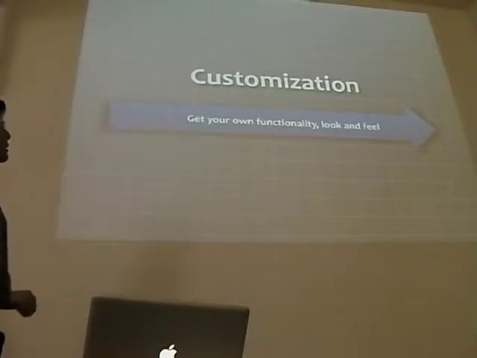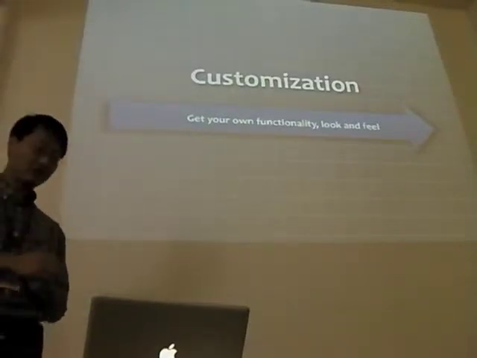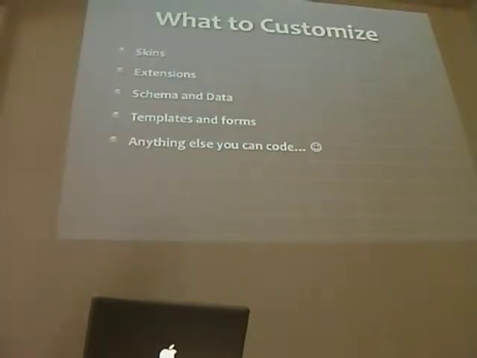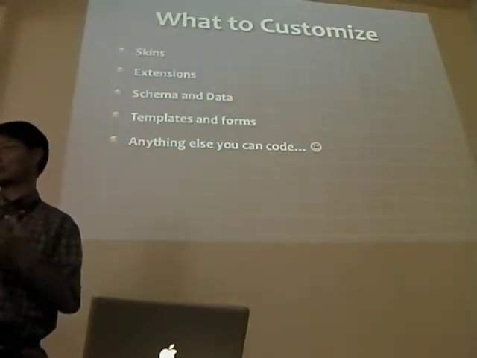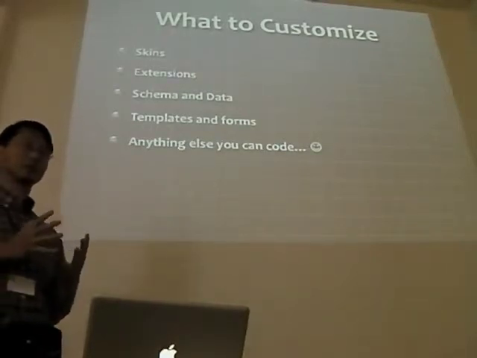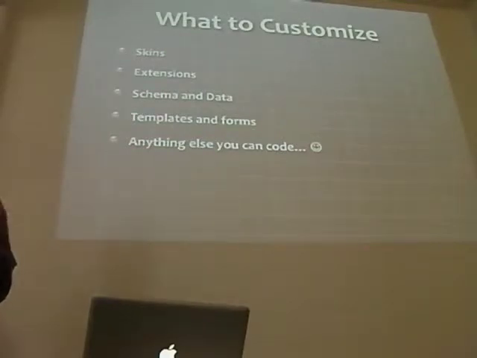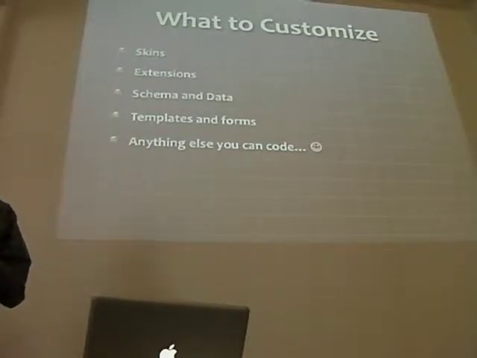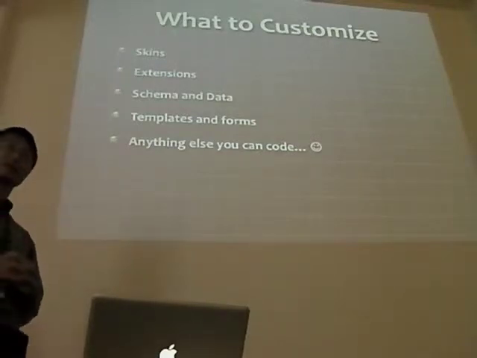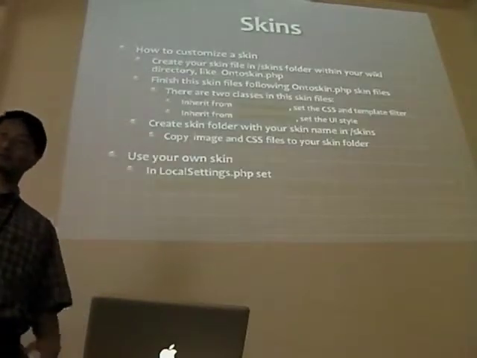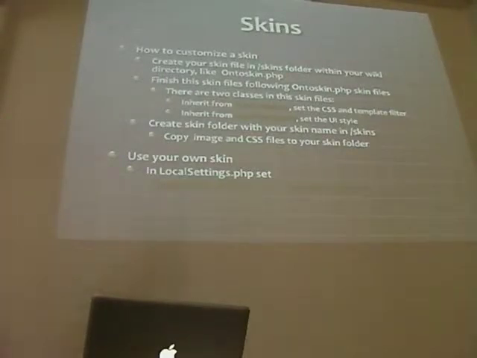Next up is about customization. So how to get your own functionality, look and feel going on. So what to customize? The skins, the look, basically. Then extensions, what extensions you want to be there, and customizing extensions by customizing the parameters. Then the schemas and data, you want your own schemas and type of data to put in there. Definitely templates, forms, queries, and visualizations, and anything you can develop or customize.